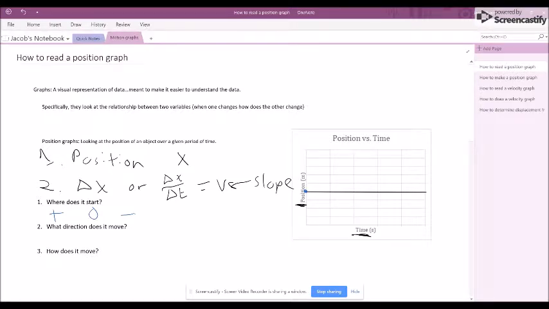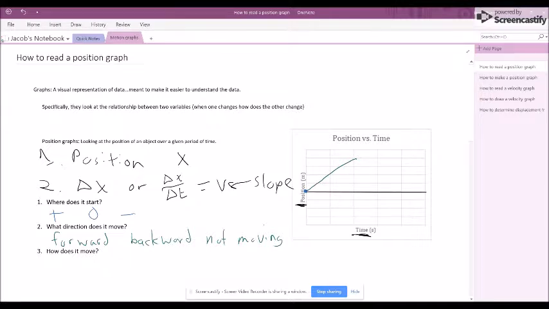Then we have what direction does it move? Again, we have three options here. We can say it's moving forward. We can say it's moving backward. Or we can say it's not moving. And here, forward would be a positive slope. Forward is a positive slope.